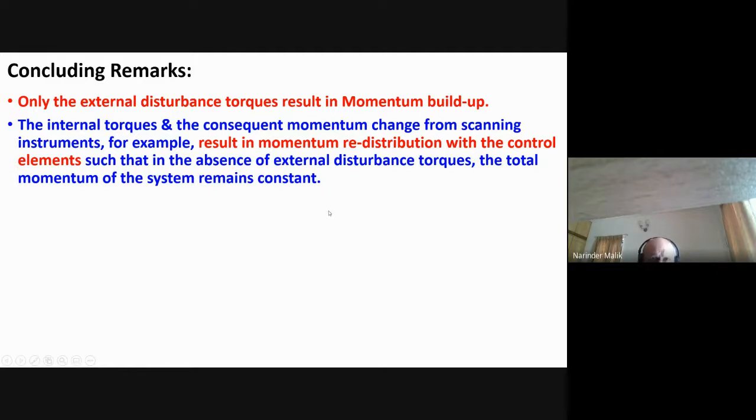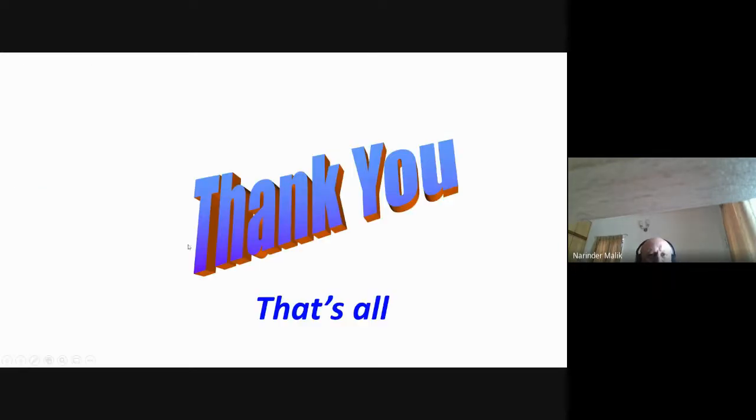What I'm saying is, when you have an internal disturbance torque, like a scanning instrument, when you scan, it has a certain momentum. That momentum will get redistributed to the control element, momentum wheel or reaction wheel, such that the total sum remains the same. Thank you. That's all for today.